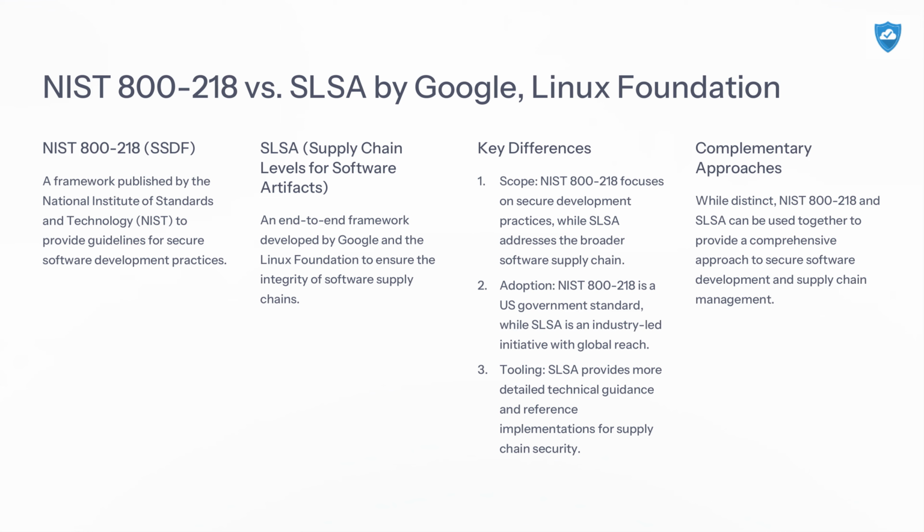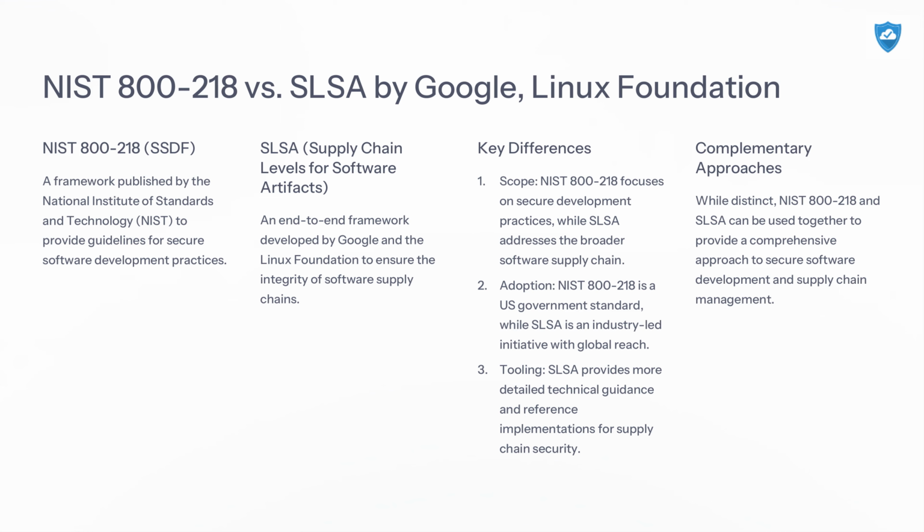In contrast, the Supply Chain Levels for Software Artifacts, SLSA, provides an end-to-end framework aimed at safeguarding the integrity of software supply chains and has been crafted through a collaboration between Google and the Linux Foundation. We identify several key differences between these two frameworks. Firstly, their scope varies. NIST 800-218 zeroes in on secure development practices, while SLSA encompasses the broader software supply chain context.